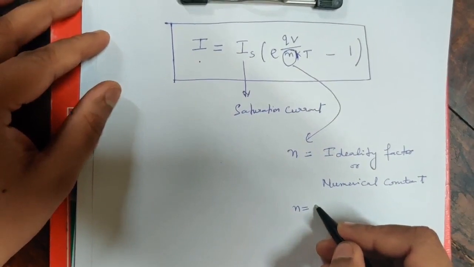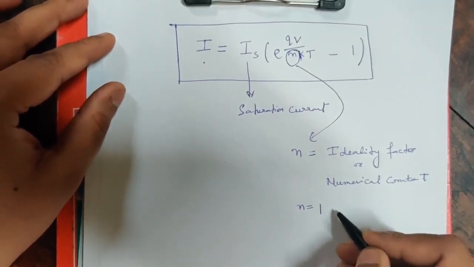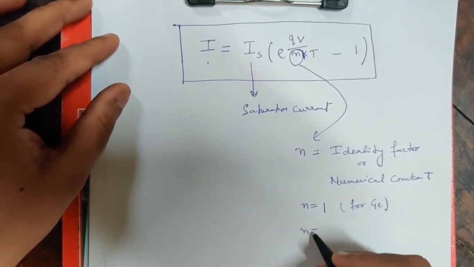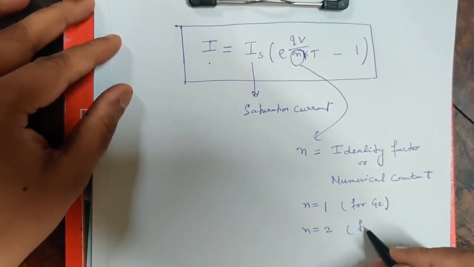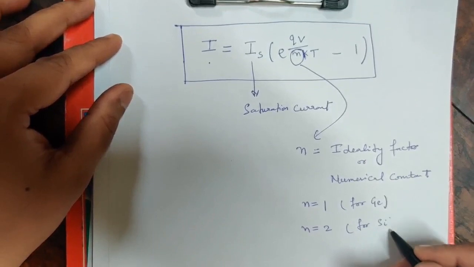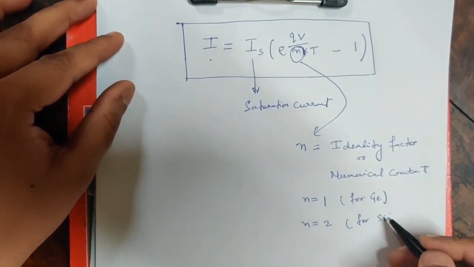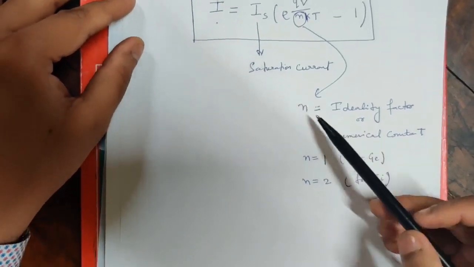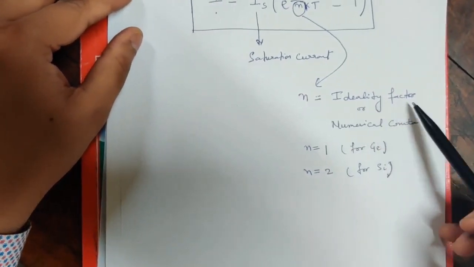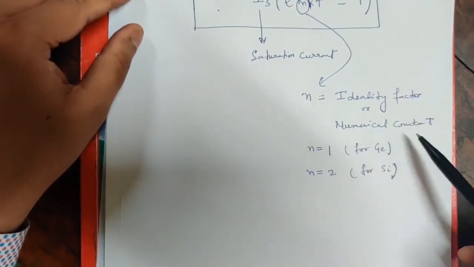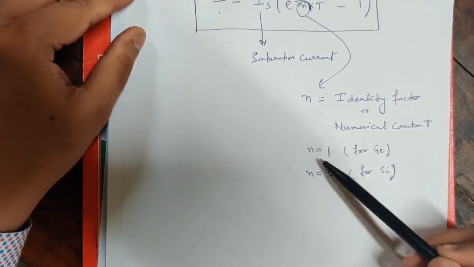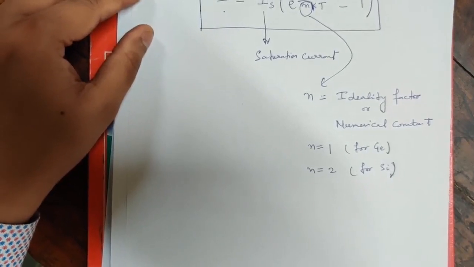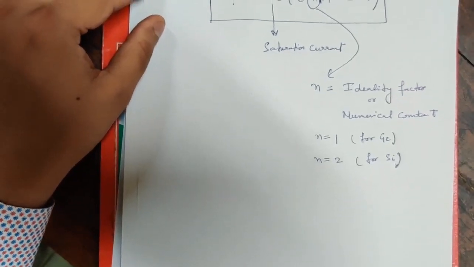For our case, N is equal to 1 for germanium and N is equal to 2 for silicon, right? This is for the silicon. So this N value is sometimes taken as the ideality factor or numerical constant. It is 1 for germanium and 2 for silicon, right?